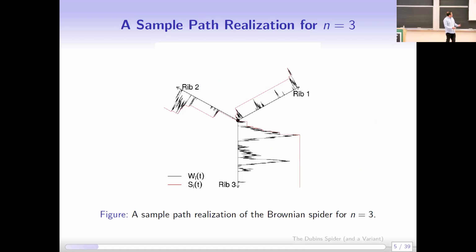In case it wasn't clear from before, this is a sample path realization for n equals 3. This is when you would have 3 rays. This is the first non-trivial case, right after reflecting Brownian motion and standard Brownian motion. You have the 3-spider, as it would be called. And here, W_i is a Wiener process, and S_i is the running maximum on each of the ribs.